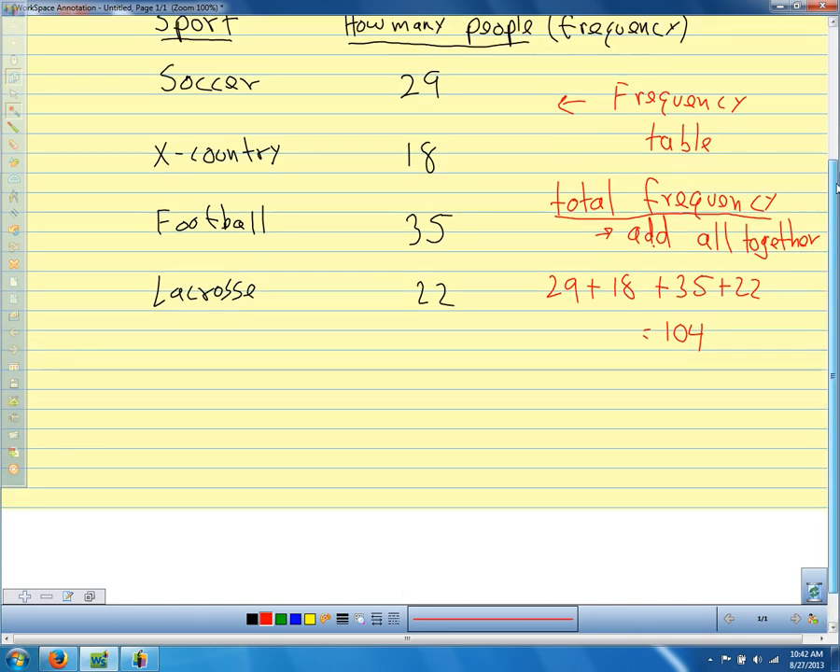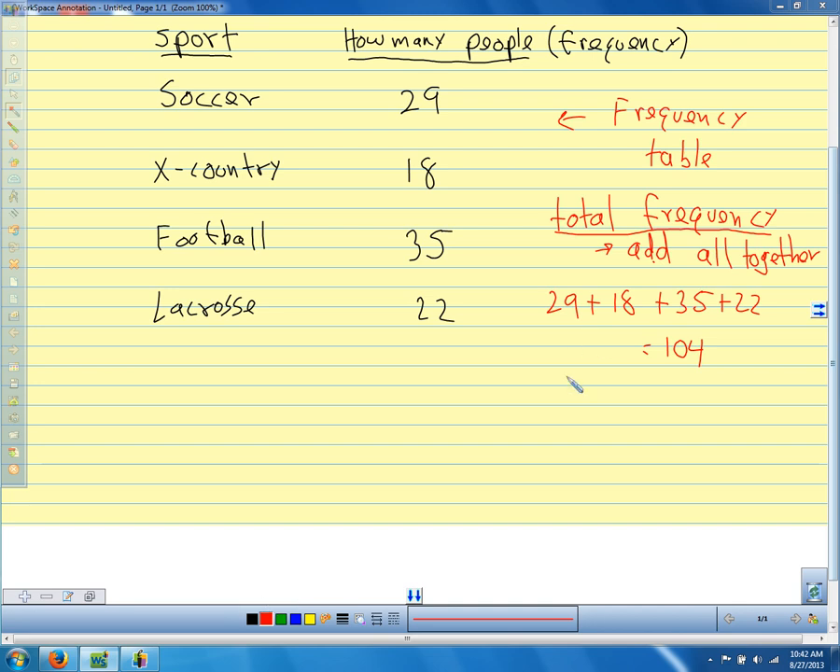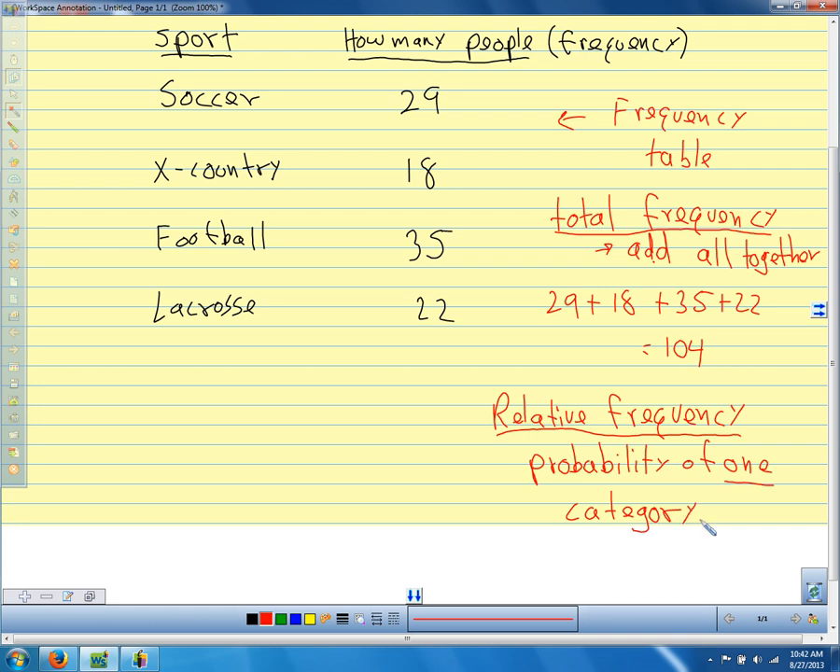And then we're going to talk about one other thing here, the relative frequency. The relative frequency just means the probability of one thing. And we'll call it a category, the probability of one category. So when we put our numbers in a table like this, it's called a frequency table. The total frequency is just adding all the numbers together. The relative frequency is the probability of one category.